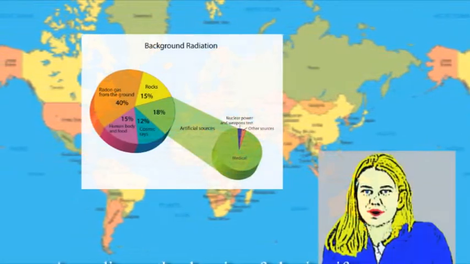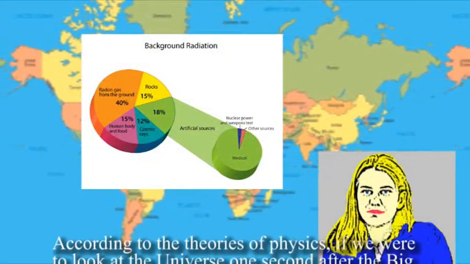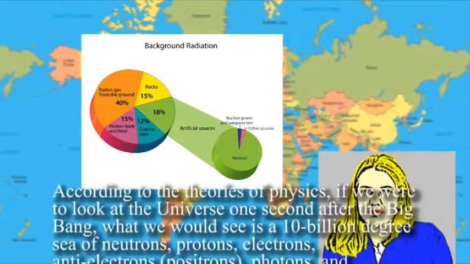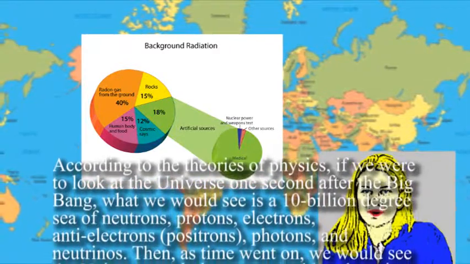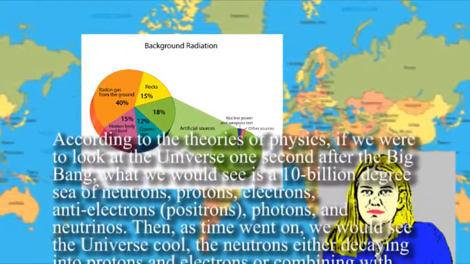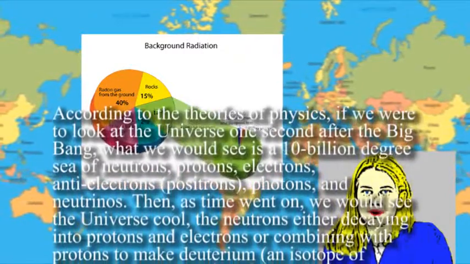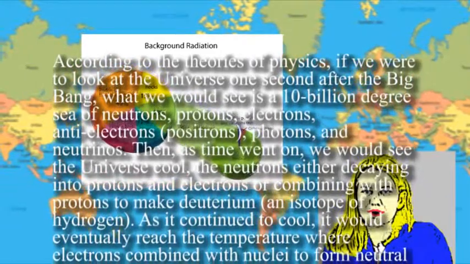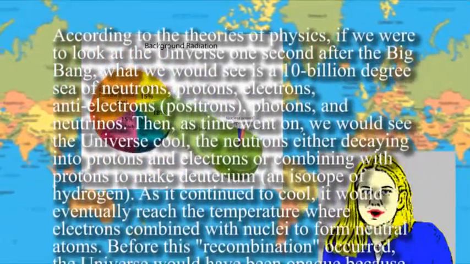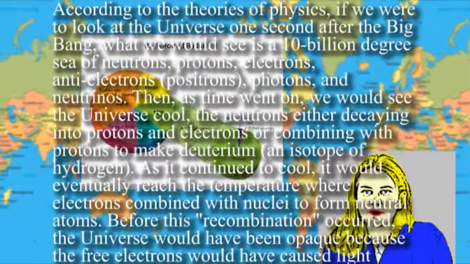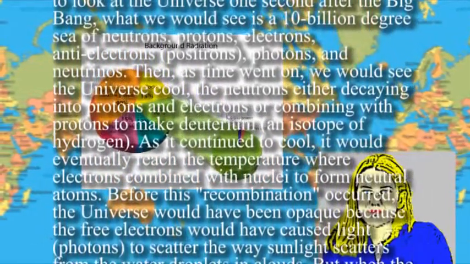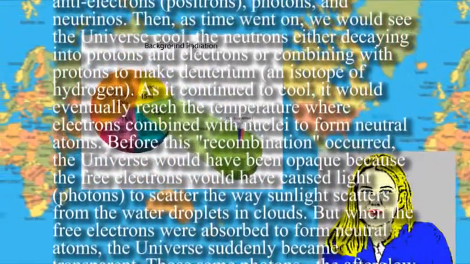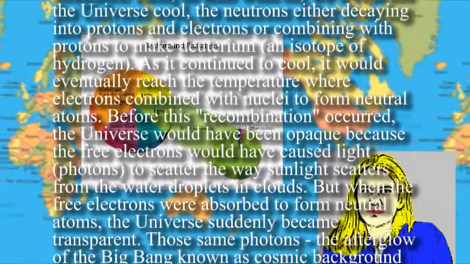According to the theories of physics, if we were to look at the universe 1 second after the Big Bang, what we would see is a 10 billion degree sea of neutrons, protons, electrons, anti-electrons, positrons, photons, and neutrinos. Then, as time went on, we would see the universe cool, the neutrons either decaying into protons and electrons or combining with protons to make deuterium, an isotope of hydrogen. As it continued to cool, it would eventually reach the temperature where electrons combined with nuclei to form neutral atoms.